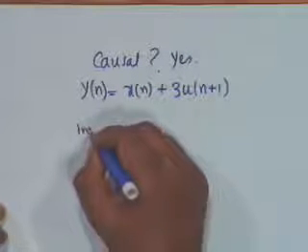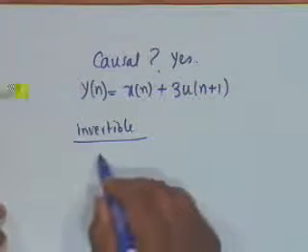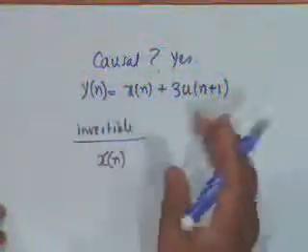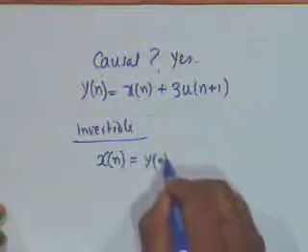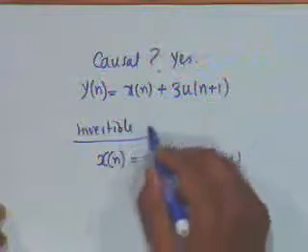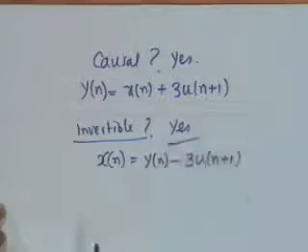Is it invertible or not? Yes. Invertible, that is very simple to see. It is invertible because x[n] can be recovered from y[n]. All that you need is from y[n] you subtract 3u[n+1], and therefore this is correctly inverted.